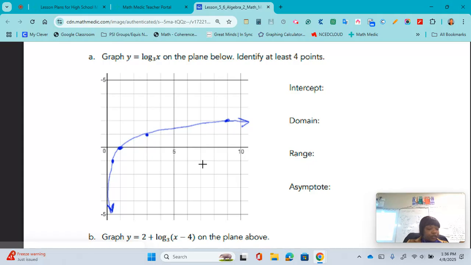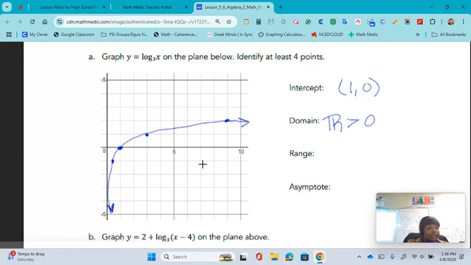All right. Now, what is the intercept? What does it cross the axis? 1, 0. The domain. The domain is our x values. This x value, our domain, does not go past what x value? 0. So our domain is all real numbers greater than 0.